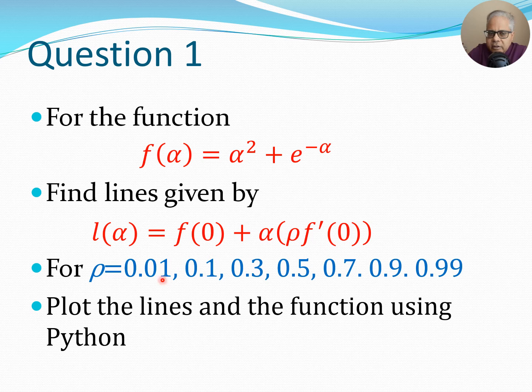So we are going to plot this line for various values of rho. I have selected values such as 0.01 to 0.99. The value of rho is typically between 0 and 1, so that's why I have selected these values. And then we are going to plot the lines and the function. There is only going to be one plot of the function, but there are going to be several plots of the line because we are going to plot it with all these different rho values. Now instead of doing it in Excel, I'm going to do this in Python. So that's going to help us figure out how to plot things in Python.